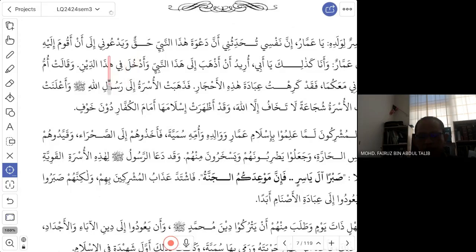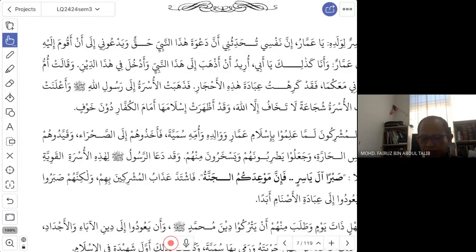Wa yad'uni ila an aquma ilayhi. Wa yad'uni, and it invites me. Yad'u, if you see the word yad'u, normally the meaning is either to pray, yad'u du'a, or to invite. So how do you differentiate between the two? You look at the next word. If you see the harful jar, ila, then the meaning is to invite. But if you want to say to pray to Allah, you don't use the word ila. You just say yad'u Allah. So here this is to invite. So it invites me to aquma ilaihi.